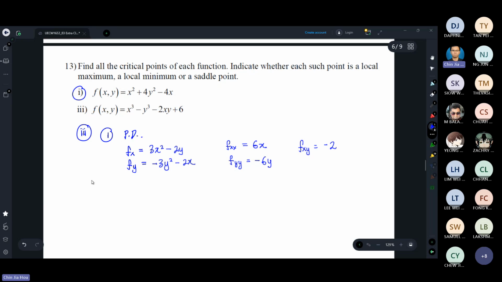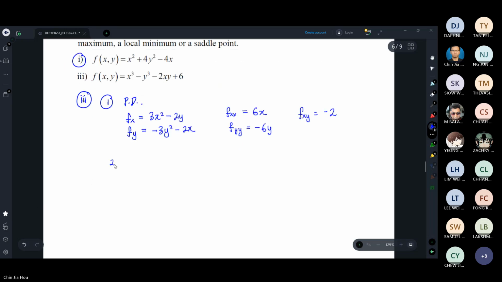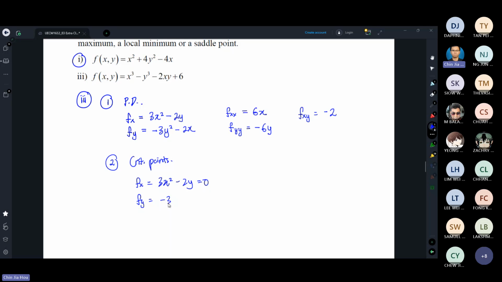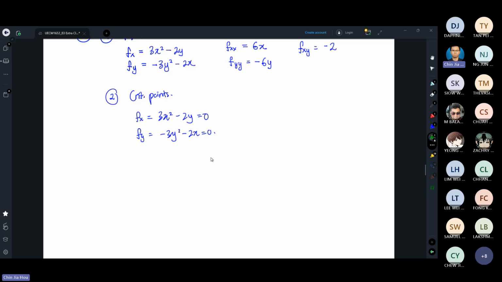All right, all good. Now, second part, critical point. The most challenging part, as usual, we start by writing the fx to be 0 and fy to be 0. Again, this is the part where you need to solve simultaneous equations.